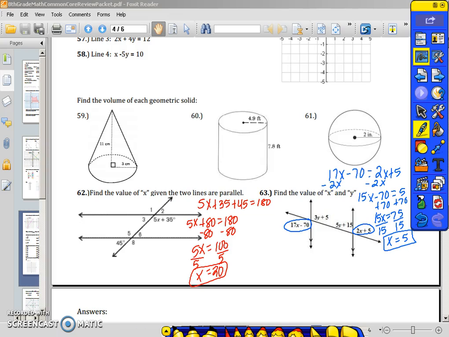We're to find the value of x and y, so now I solve for y. These are same side interior, which means they're supplementary. So we add them together. 3y plus 5 plus 5y plus 15, and set it equal to 180. Combine like terms, 3y plus 5y is 8y. 5 plus 15 is 20. Solve for y. Subtract 20 from both sides. 8y equals 160. Divide by 8. And y equals 20. This concludes the review packet for our Georgia Milestones Review.